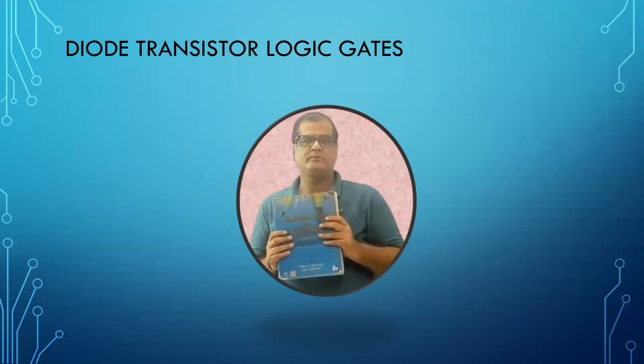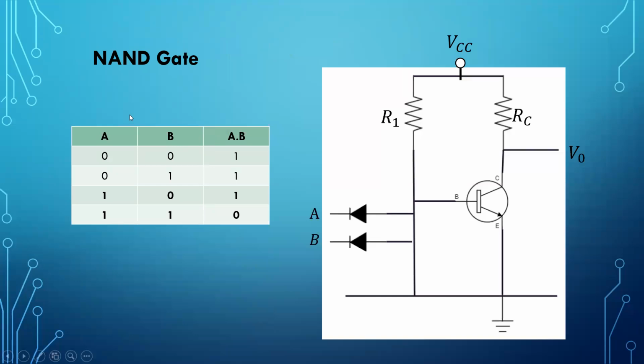Hello students, let us discuss today how we can create logic gates using diode and transistor, that is called DTL circuits or the DTL logic family. So let us see how we can create a NAND gate. A NAND gate gives you a low output only when both the inputs are high.